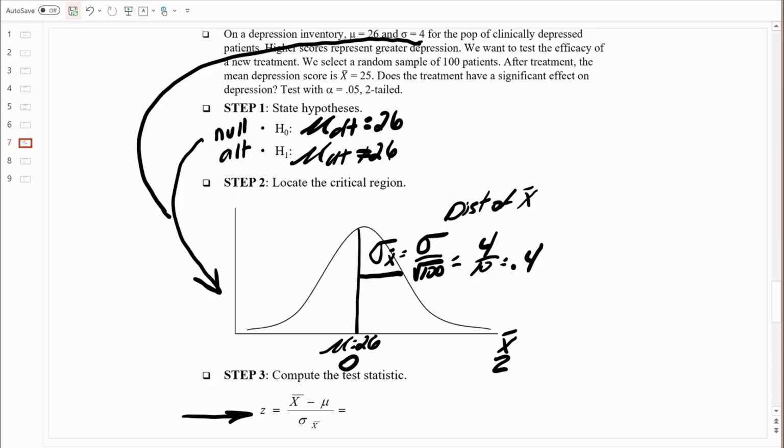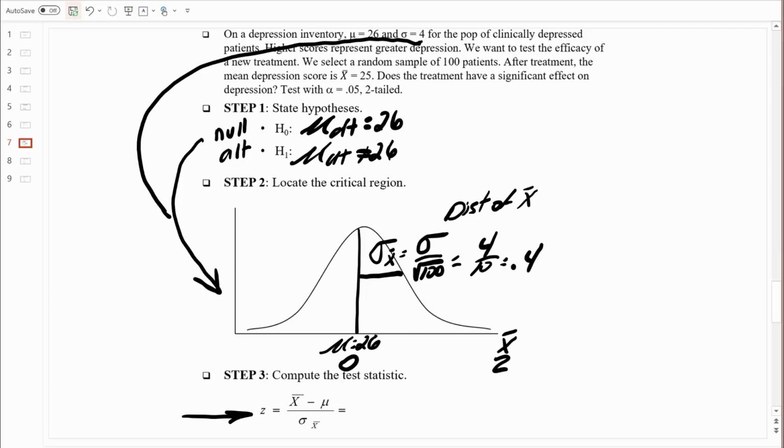What that means is, on average, the sample means differ from that true population mean of 26 by only 0.4 points on that depression scale. Do you see how in this example, compared to the example we did previously, there's less variability from one sample mean to the next? What that means is that this distribution of sample means has less variability than the one in the previous example.